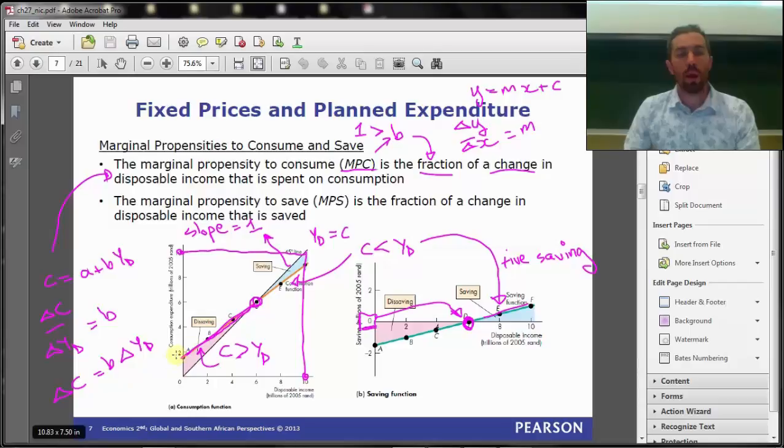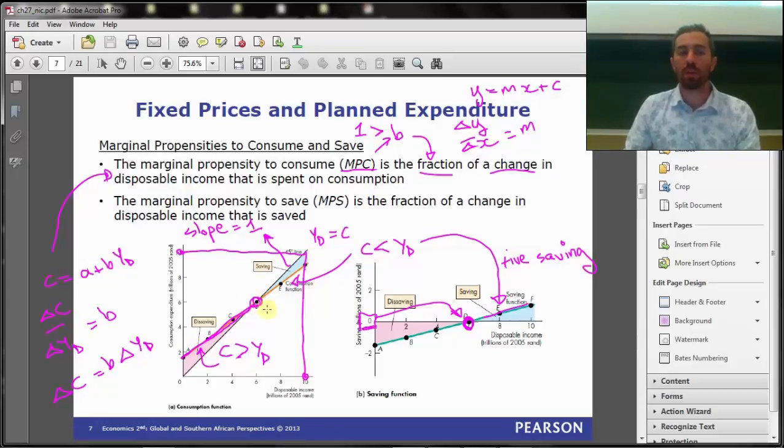Then the slope of our consumption function is given by B. B is less than 1, so our consumption function will be flatter than a 45-degree line. A 45-degree line has a slope of 1. Given that our consumption function has some positive intercept and a slope less than 1, that means at some point it must cross the 45-degree line.